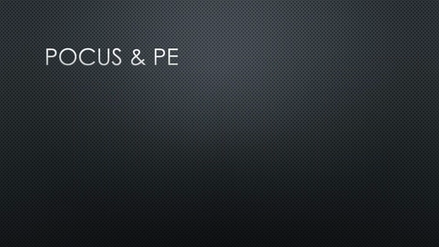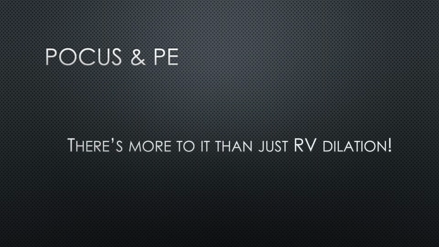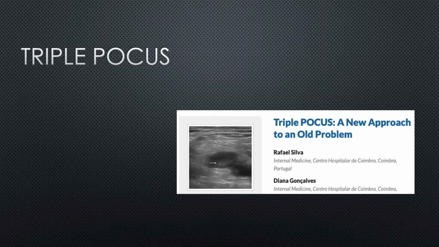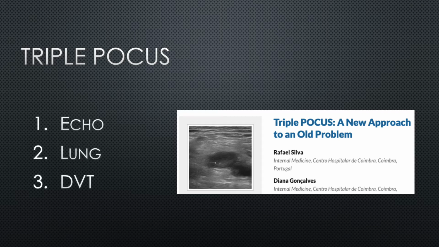But there is more to it than just RV dilation. So over the next half an hour, we'll go through every aspect of how you can use point-of-care ultrasound to help assess patients with suspected PE. So the term triple PoCUS has been coined recently, and it refers to echo, lung, and DVT.